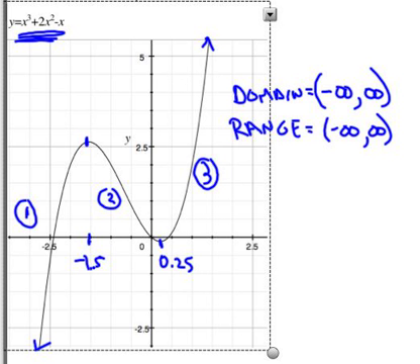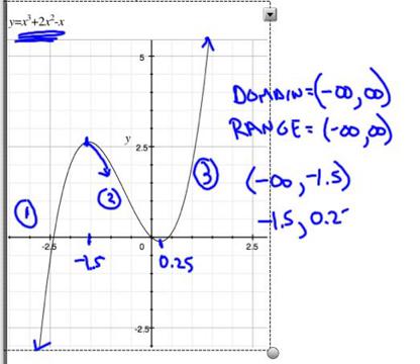Again, remember it's like you're on a roller coaster and you're starting on the very left-hand side. So I'm going to start at negative infinity, and I'm going to ride my roller coaster until I get to negative 1.5. And then my second interval, I'm going to ride down here. I'm going to start at negative 1.5, and I'm going to ride down until I get to 0.25. And then my final interval is from 0.25 to positive infinity.